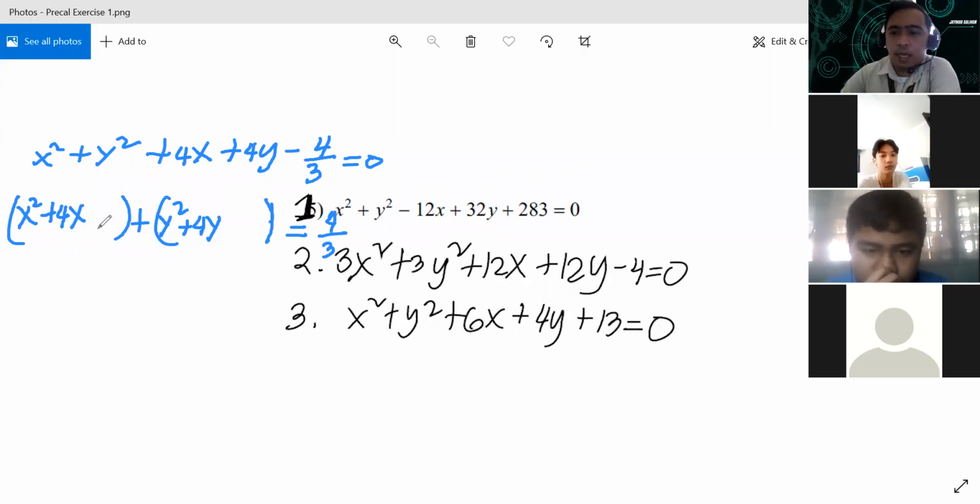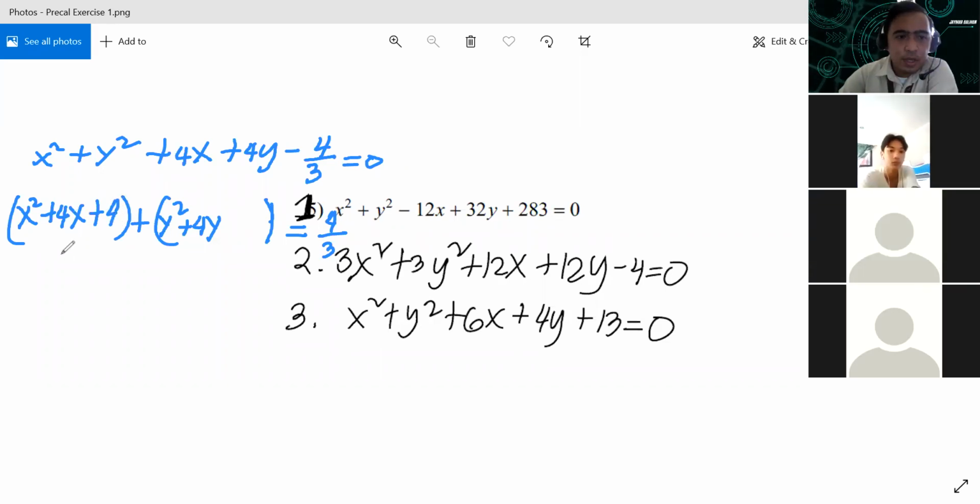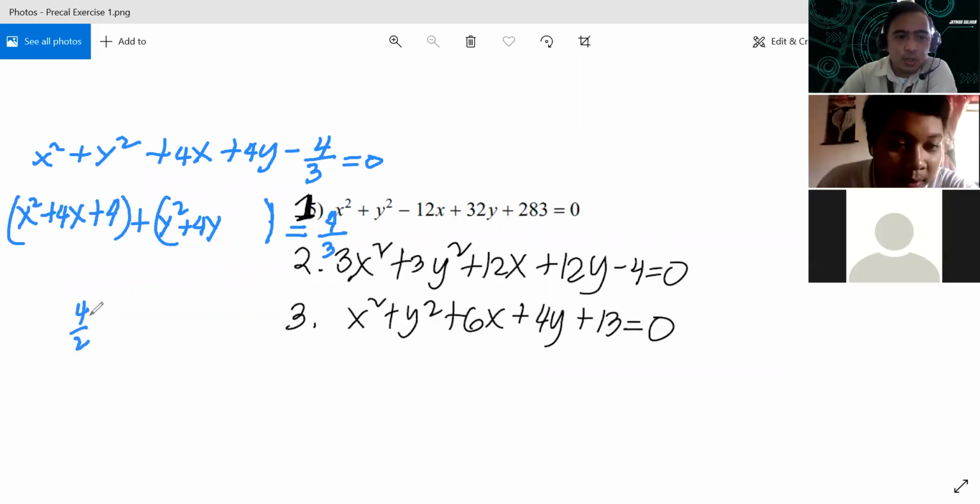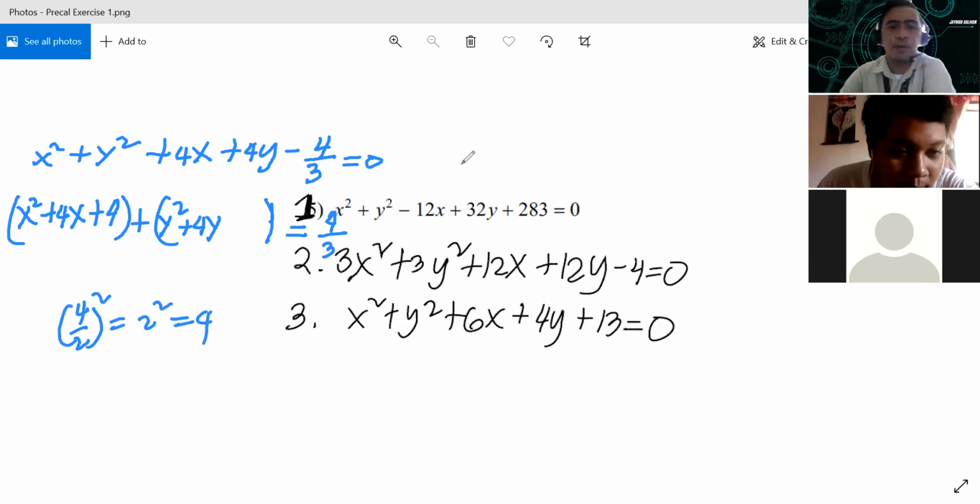Then the next thing is you need to make this a perfect square. What to add here? Okay, anyone who can tell me what to add? 4, sir. Very good, because 4 divided by 2, 2 squared. That is just 4, right? So you add 4 both sides of your equation. Okay, I think that is very clear.